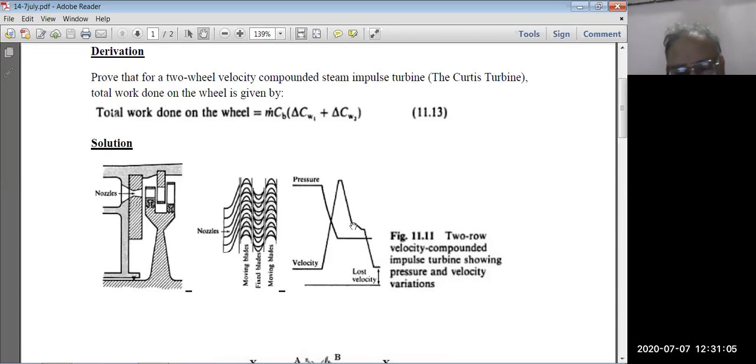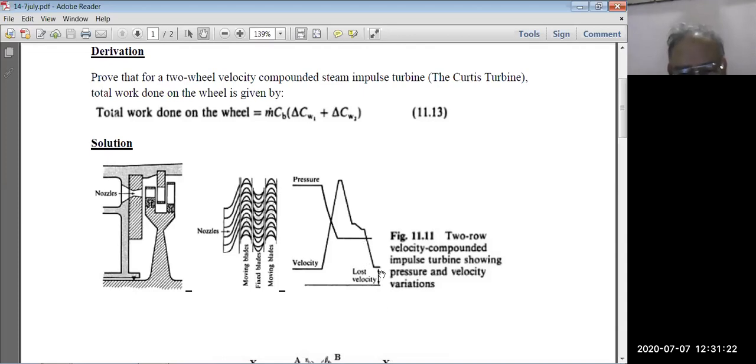Then come the rows of stationary blades. In the stationary blades, there is a very little drop in velocity, but the major velocity drop again takes place in the next row of moving blades. So velocity drop takes place in two rows of moving blades. That's why it is in two stages.